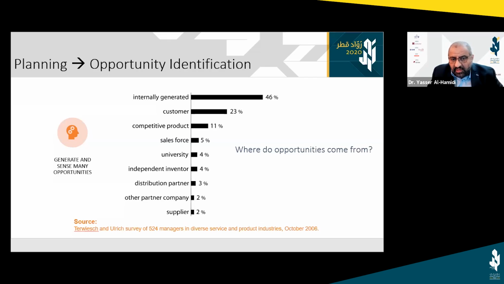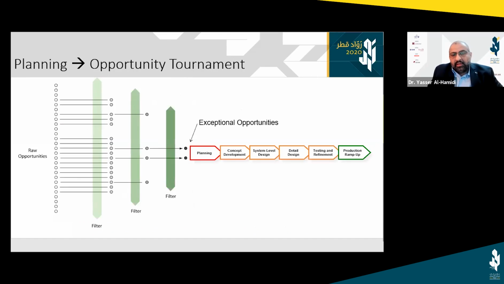Again, based on this survey here, you can see that half of the ideas are generated internally to your organization. So if you have a startup company, you have to realize that in most cases, based on a survey, half of the ideas are generated internally. And as you can see here, the other half is using external resources.